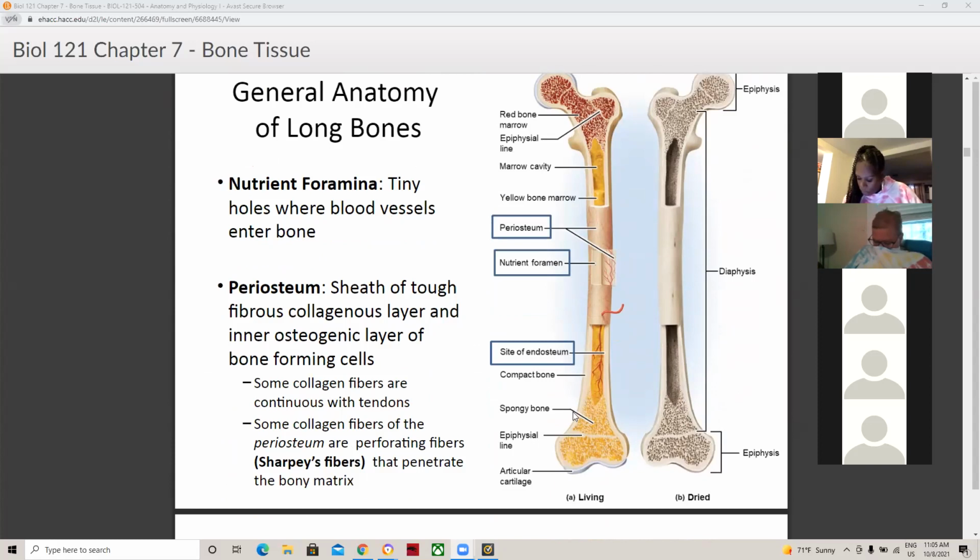Also, within the outer surfaces of the bone, there are nutrient foramina. Foramina means holes. Stay with me for 5 more minutes here.